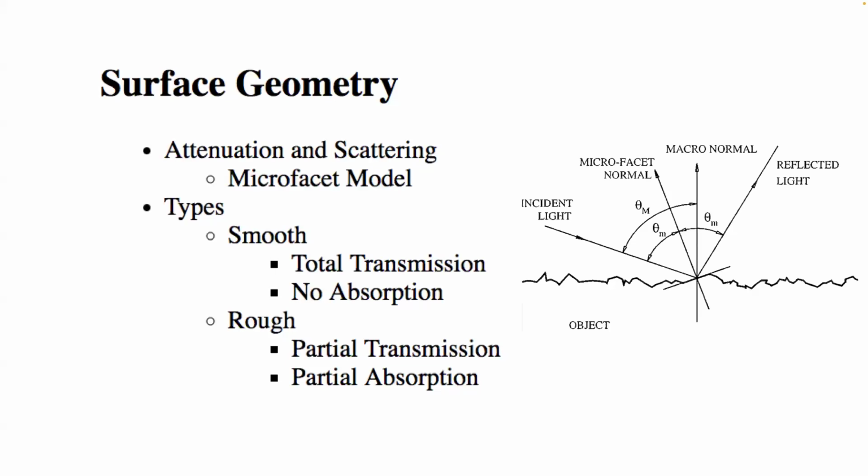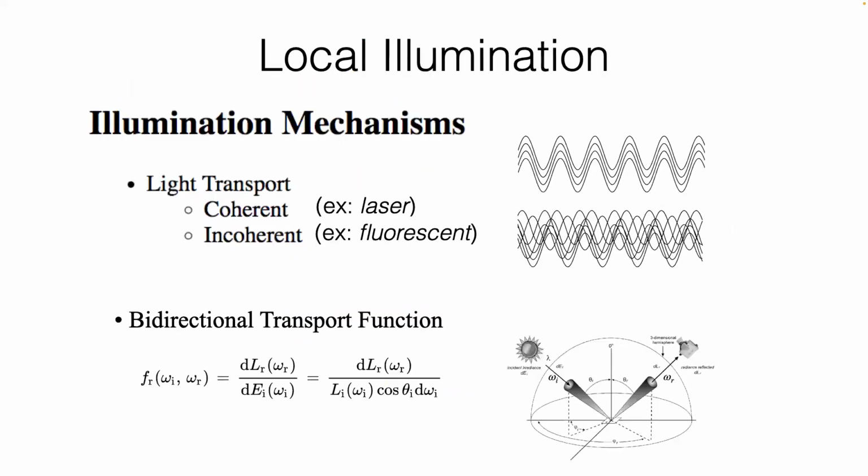The way this is modeled mathematically is that you have these microfacets, and the light rays come but get blocked by the microgeometry of the surface, which gives some absorption of the light. This is included in the reflection model for different surfaces, because you have the material, you have the geometry, and then you have the local illumination and the illumination mechanisms.